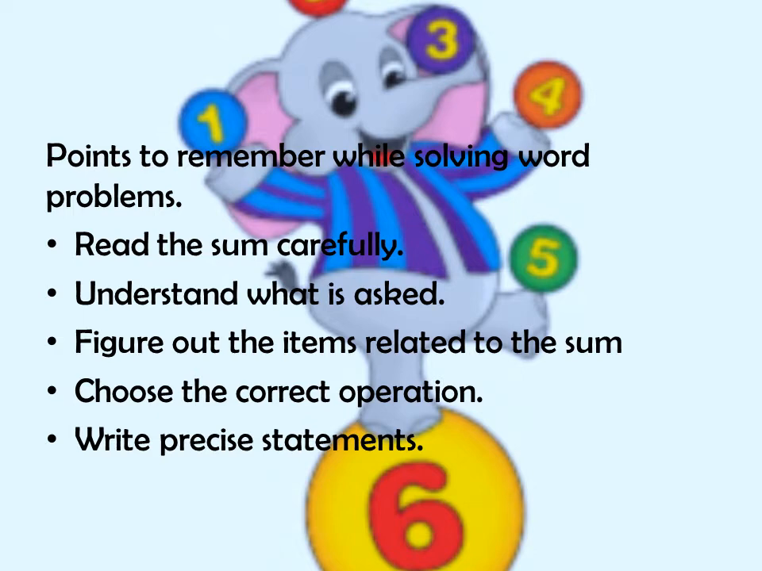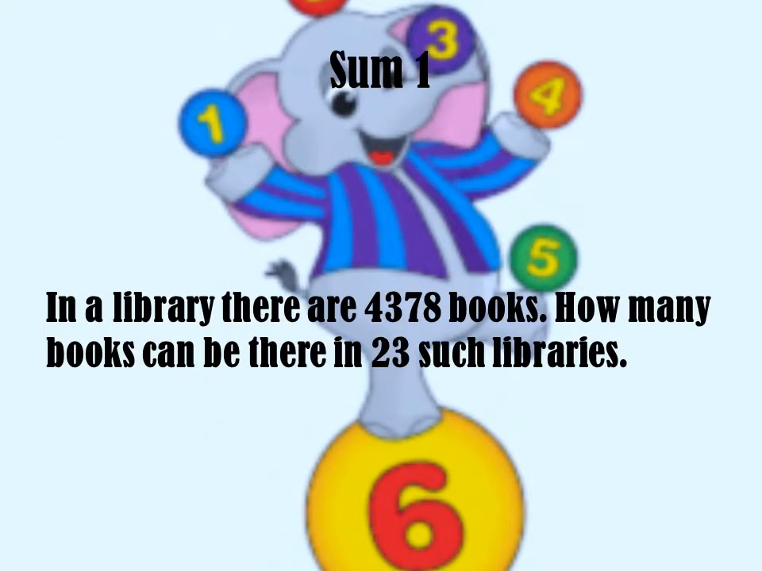But today we are going to deal with word problems or story sums on multiplication. So let's go to the first example, rather the first sum, which says: in a library there are 4,378 books. How many books can be there in 23 such libraries? So if you read the question properly, in a library there are 4,378 books. How many books can be there in 23 such libraries?